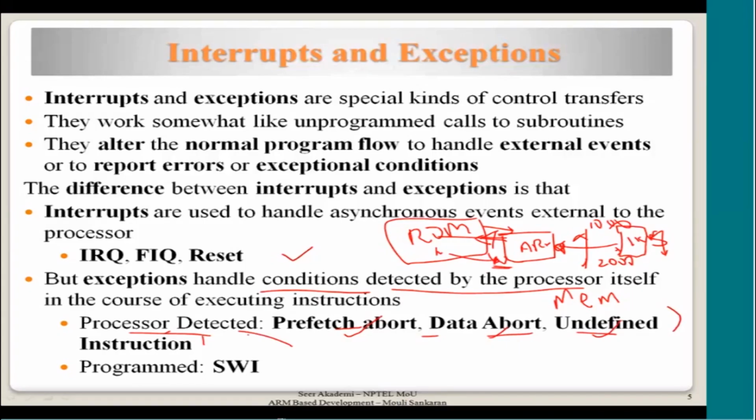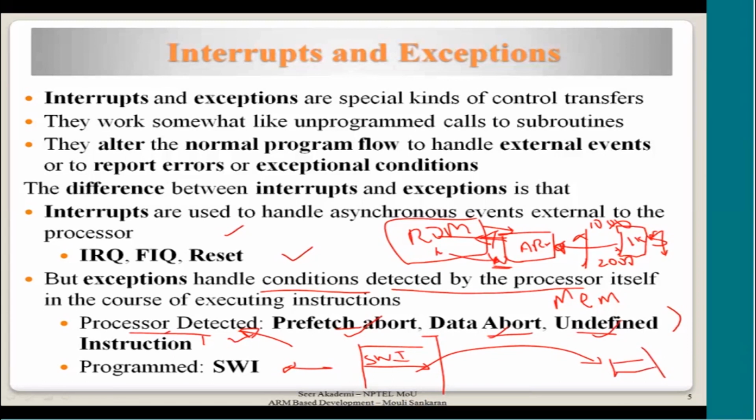So these are all unprogrammed. I told you this is unprogrammed. Data aborts and undefined instructions are all unprogrammed. Whereas this is programmed. Suppose you have put an SWI instruction, then this interrupt is generated whenever the SWI is encountered. This is known to the programmer, and the programmer has put it intentionally in the program flow. So it goes to the SWI service routine. We'll see what is done in that later on. So these are the different things about interrupts and exceptions.